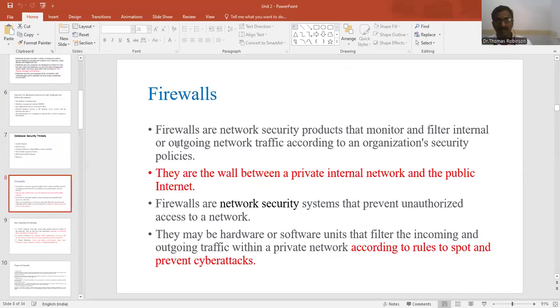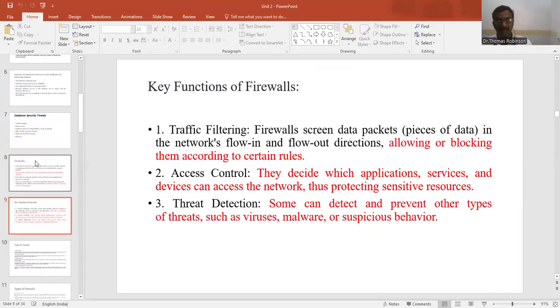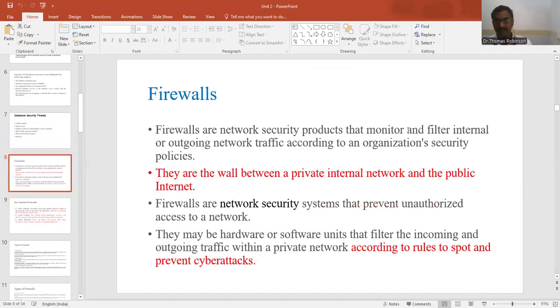The next point we are discussing is firewalls. A firewall is a network security system product that monitors and filters the incoming or outgoing network traffic according to the organization's security policies. They are the wall between the private network and the public internet. Firewalls are network security systems that prevent unauthorized access to the network. They may be hardware or software units that filter the incoming and outgoing traffic within a private network according to rules to spot and prevent cyber attacks.